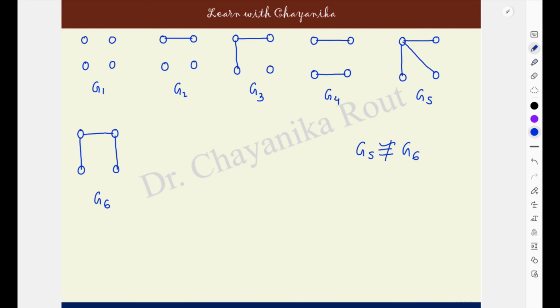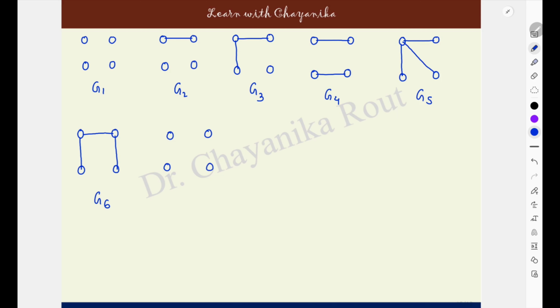because their degree sequence doesn't match. The degree sequence for G5 is 3, 1, 1, 1, whereas the degree sequence for G6 is 2, 2, 1, 1. So they are non-isomorphic graphs. See, the 6 graphs that we have drawn so far, every pair among these 6 is a pair of non-isomorphic graphs. We proceed further and let's see if we can draw any more such graphs.